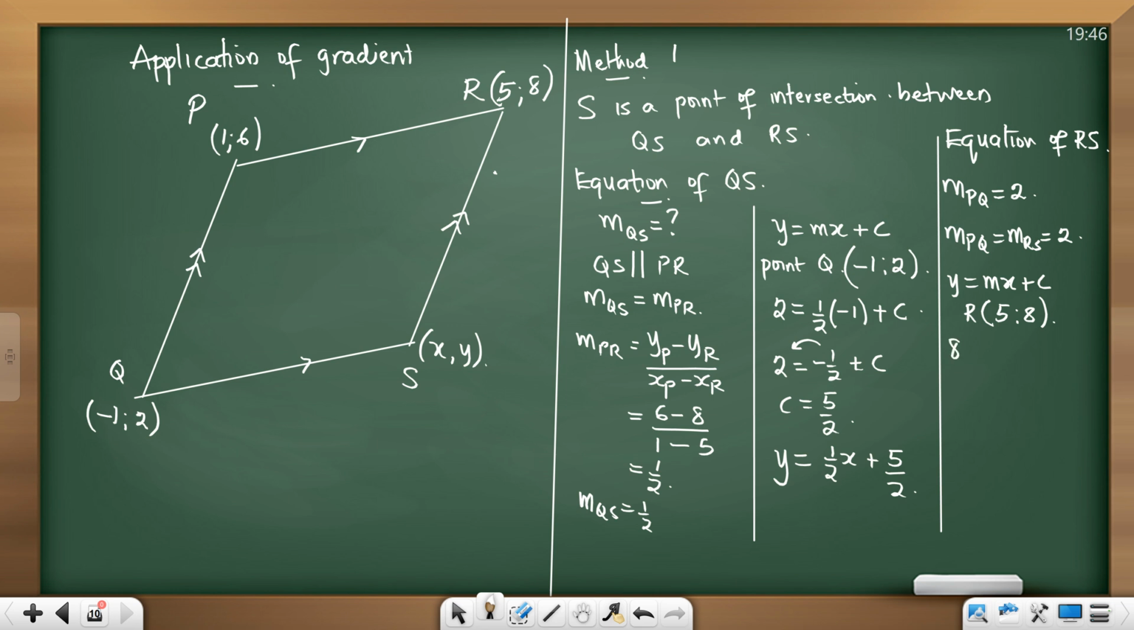So, let's see. 8 equals, probably that's where most of us are making the mistake, and I did mention that. 2 times 5 plus C. 8 equals 10 plus C. C is, oh, you are correct. Those of you that got plus 4, can you see your error? You were using P and Q. We are not looking for the equation of PQ. We are looking for the equation of RS. We were only using that gradient and we transferred it.